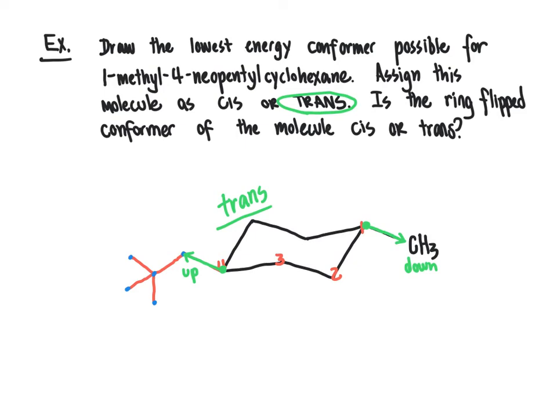the overall relationship in terms of what face of the molecule one group is on relative to the other stays the same. So groups that are on opposite faces to start with will still be on opposite faces at the end of the ring flip, and therefore the ring flipped conformer of the structure we've shown here is still going to be trans. So that goes ahead and wraps up this particular problem.